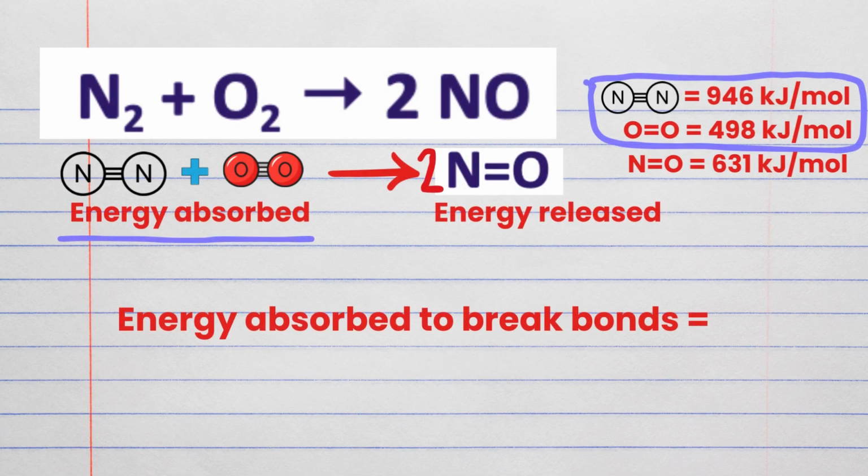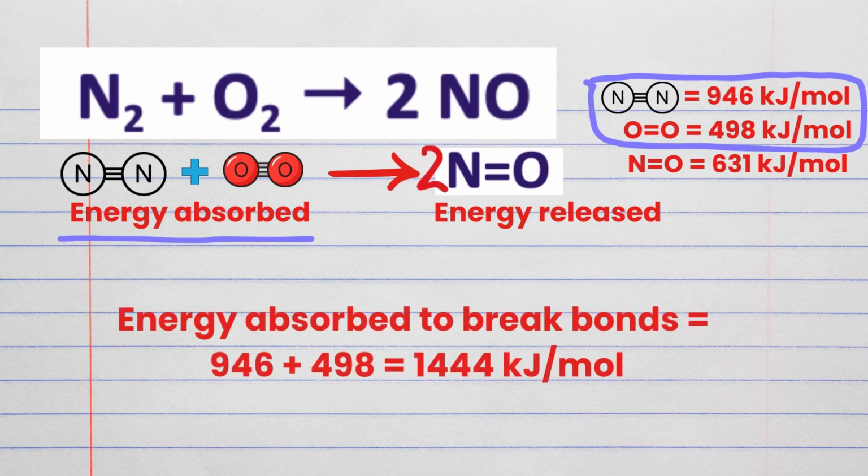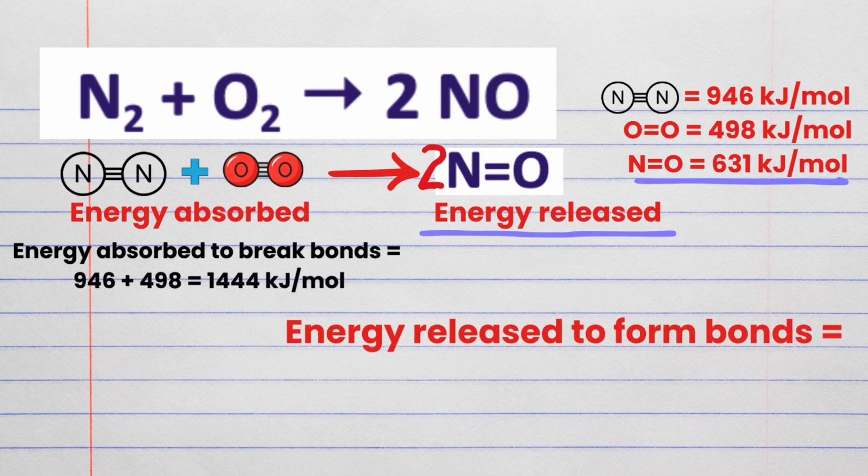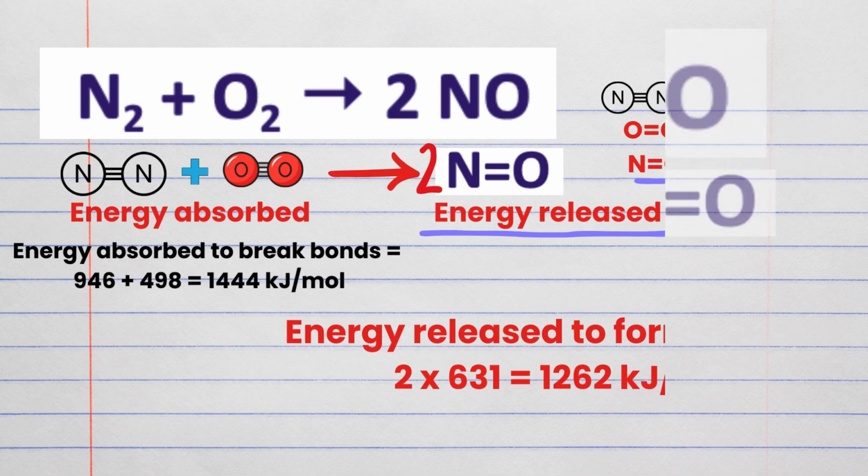So the energy needed or the energy absorbed to break the bonds will be equal to 946 plus 498. And that equals 1444 kilojoules per mole. Now let's calculate the energy released when new bonds are formed. So that will be equal to 2 times 631, which equals 1262 kilojoules per mole.